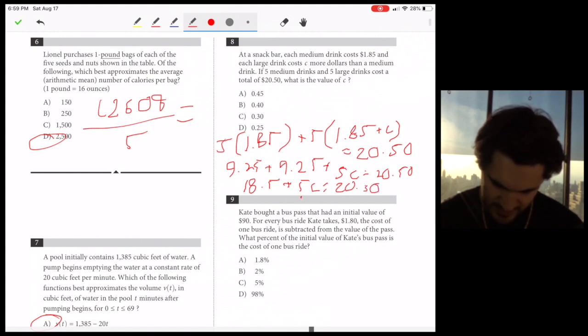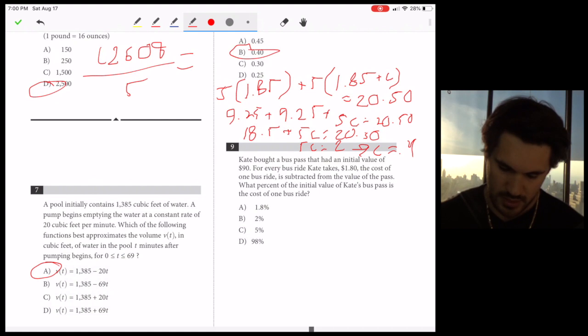So 5C equals 2. So C equals 0.4. That is answer choice B. Beautiful.